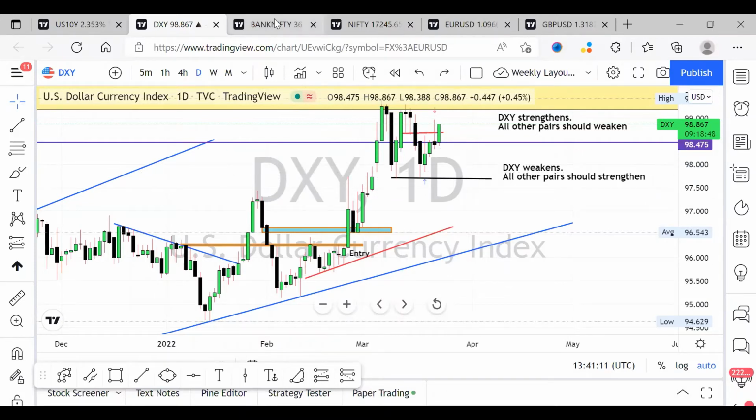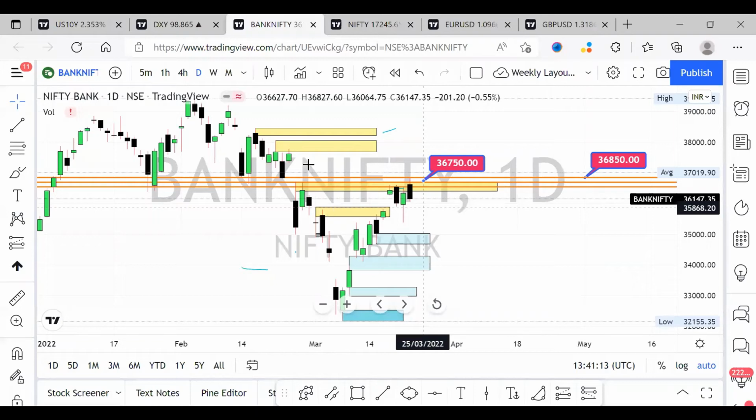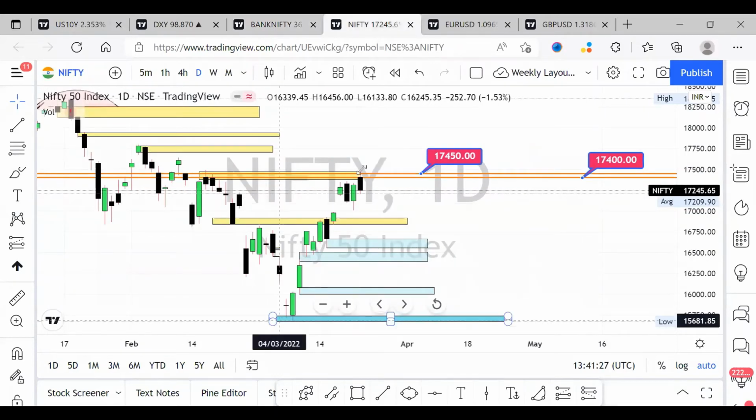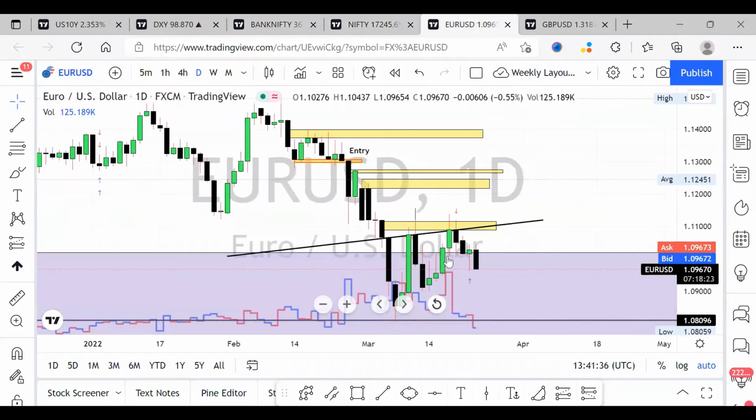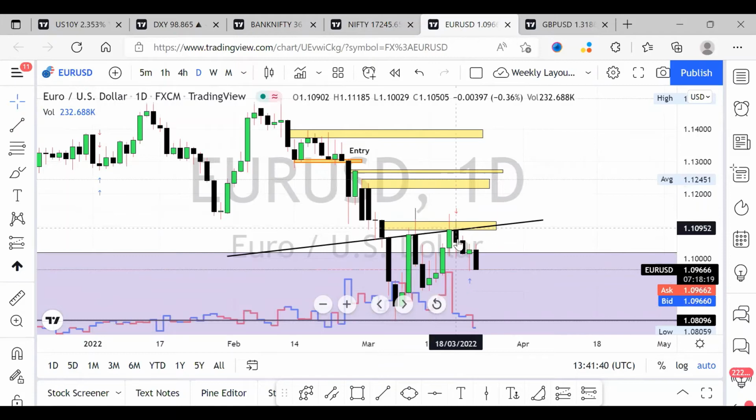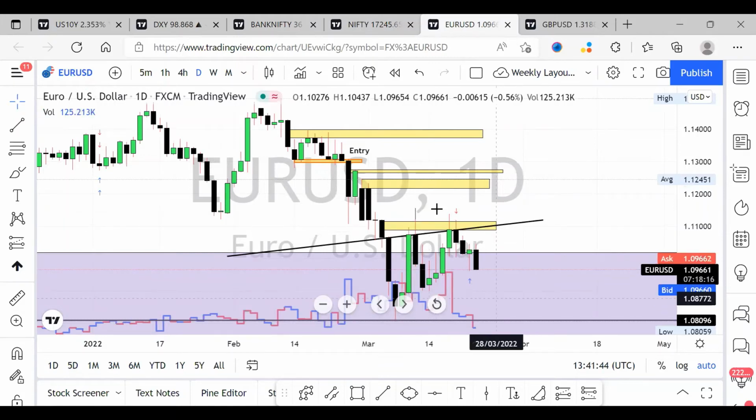The reason why we mark the supply and demand zones is so that we can understand where the most sellers are and where the most buyers are. In the Nifty, strong momentum from yesterday, continuation, hits a particular zone, boom, starts to go further down. Euro USD, yesterday and the day before, it has been slowly declining. Overall, it has a supply demand.